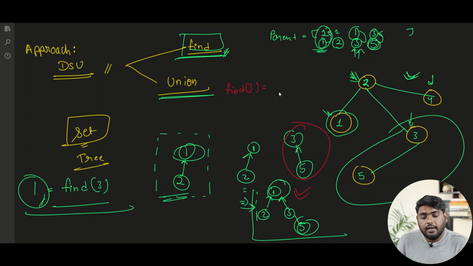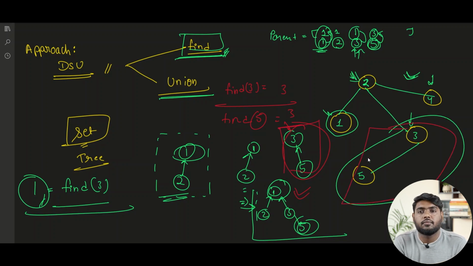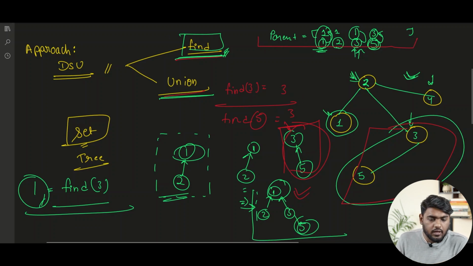What will I get? I'll get 3 at this position. Now if I say find 5, what will I get? I'll get 3 because union is not formed and this is an individual set here. Fine. I hope now the terms find and union are clear to you, what they are doing, and parent, you can form an array of that to keep track of all the sets. So this was a little brief about DSU.